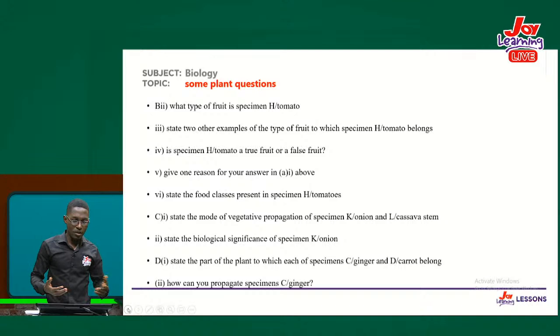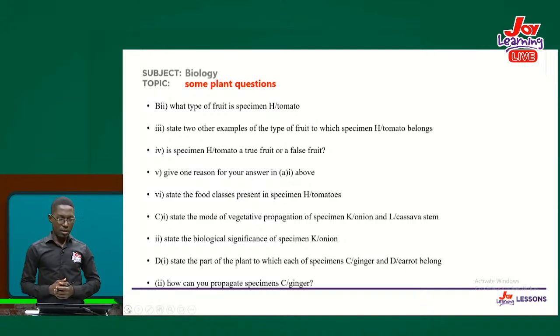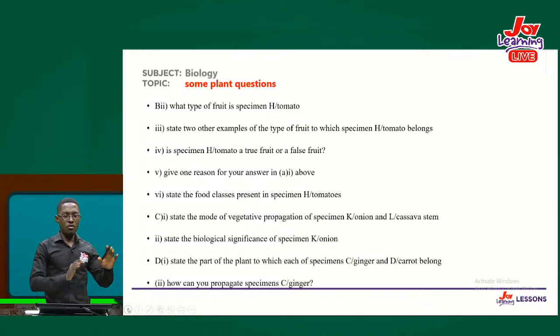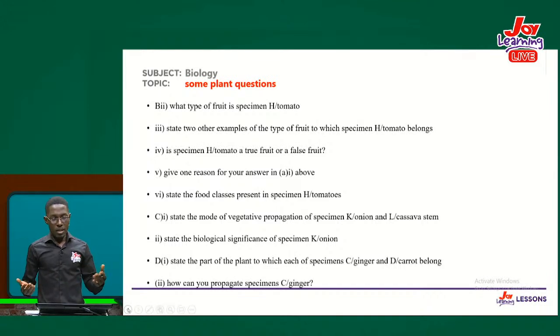Now let's look at these two. Other plant questions can come in the type of fruit of the plant. Let's say they gave you tomato. What is the type of fruit in tomato? We know this one, they are specifying it.